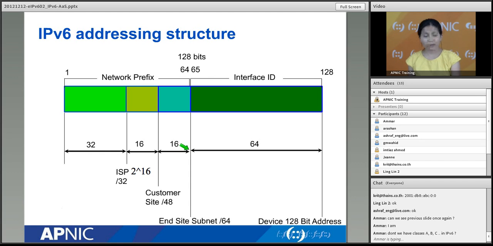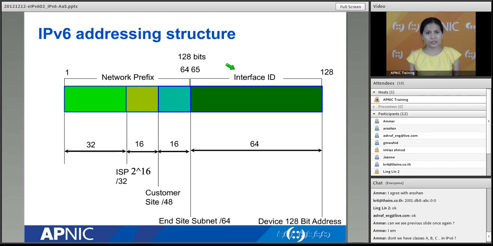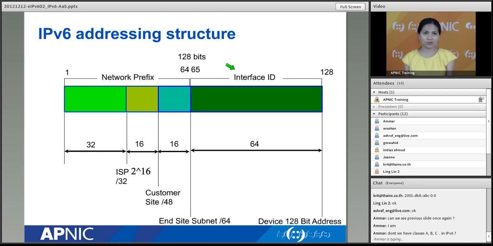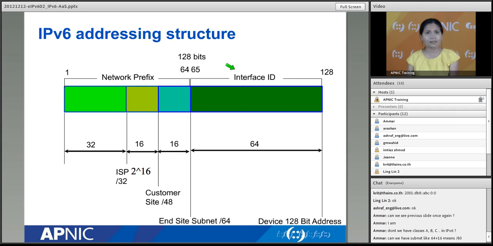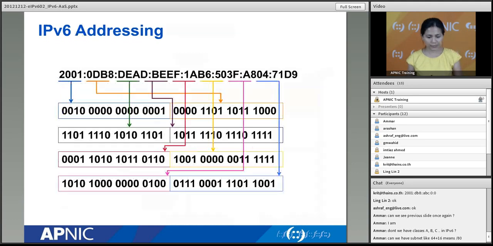Now, do you ever wonder what this is? Like, how come we're limited to only 64? Because this part is used to assign to one single host. Okay, we will discuss later about interface ID. So meaning if one host is assigned an IPv6 address, then the last /64, or the last 64 bits, is actually its interface ID. And there are many ways to assign that. We will see about that later.